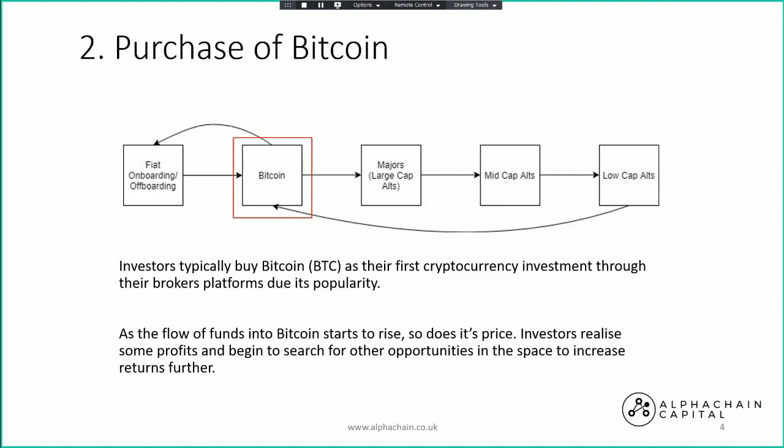As people begin to invest into Bitcoin, the price begins to rise. As the price rises, investors begin to accumulate profits on their positions, and many begin to look for other opportunities in the space to help increase their returns further and put their newfound profits to use. So far, this should be fairly obvious to all of you. People on board, they buy Bitcoin. I'm sure you have family members and other people that have talked about Bitcoin, less so some of the other tokens. So that's their initial purchase when they enter the system.